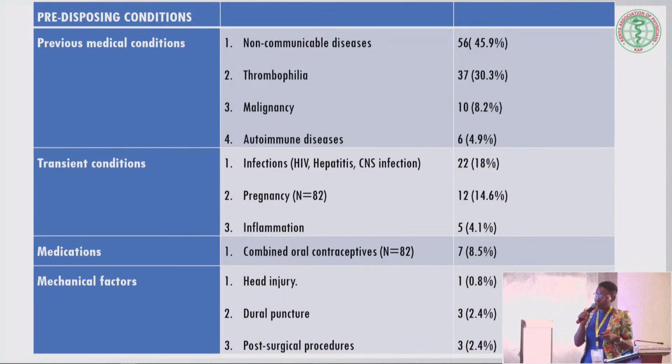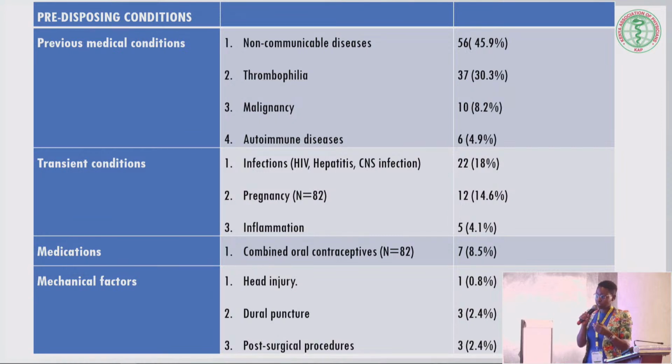We found that 45.9% of these patients had non-communicable diseases, with hypertension being the commonest cause at 16%. Of interest, we found a whopping 30% of them had thrombophilias, and 8.2% had malignancies and autoimmune diseases. Comparably, of the infections, 18% were noted in our study, with only 6.6% having HIV and the rest other causes.